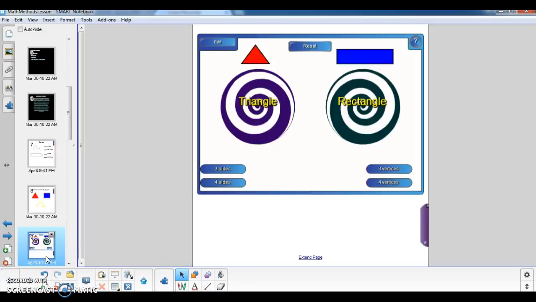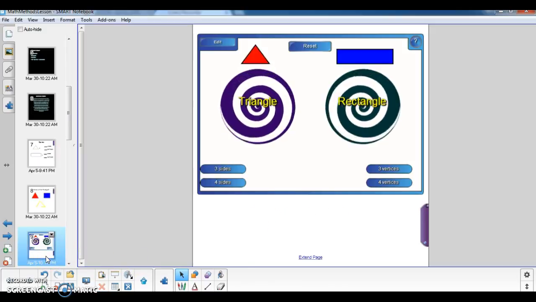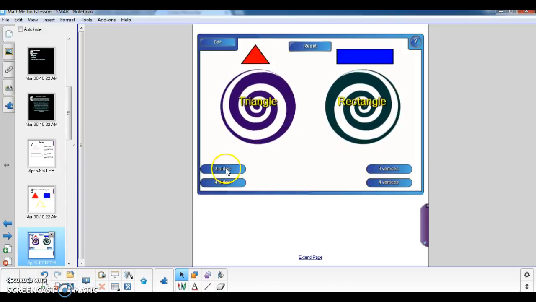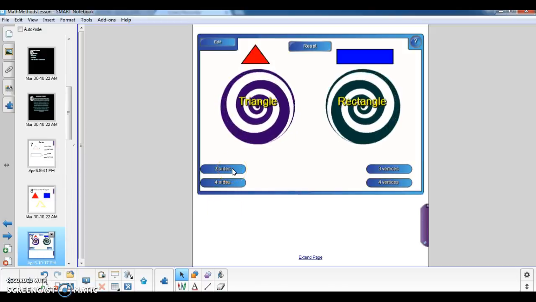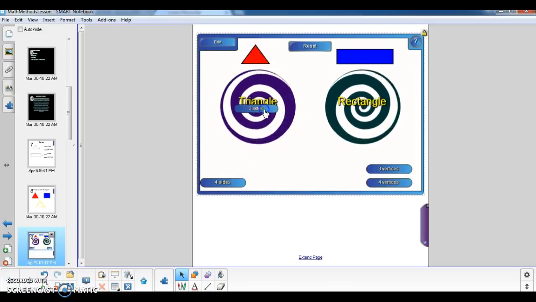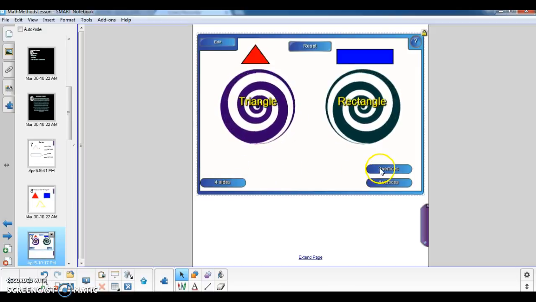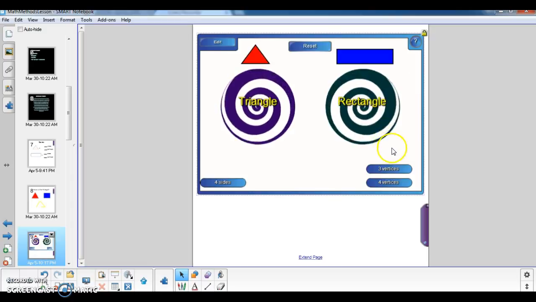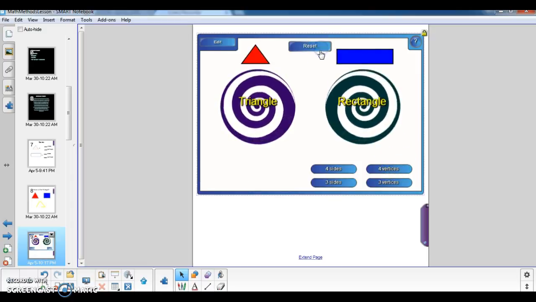And then for more review, I'll have the students come up and they can put the correct number of sides in the correct vortex, so 3 sides in the triangle. And if they put it in the wrong one, it spins back out, and then you can reset it.